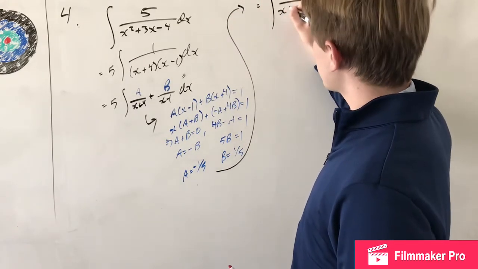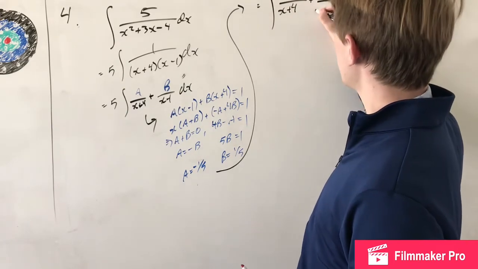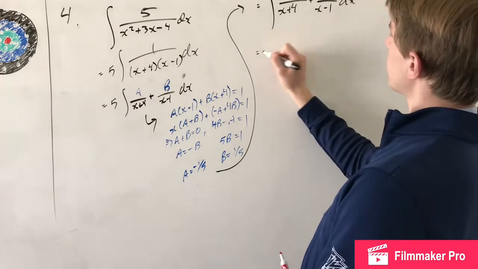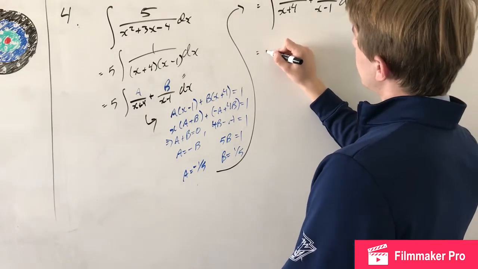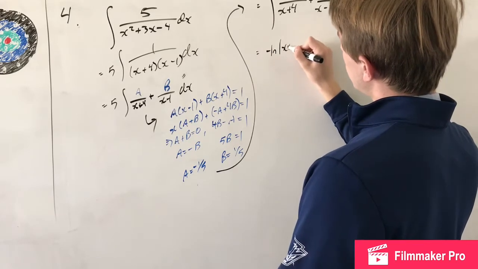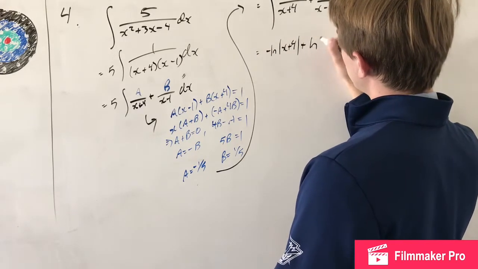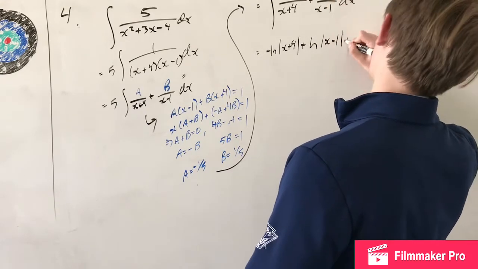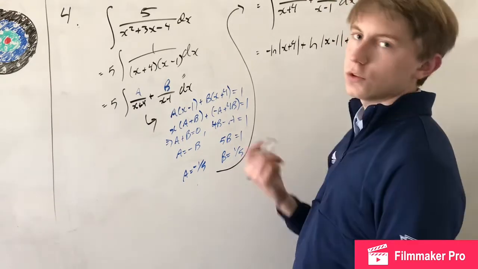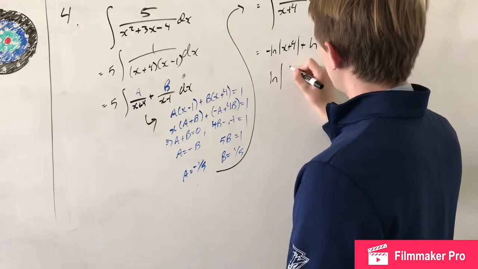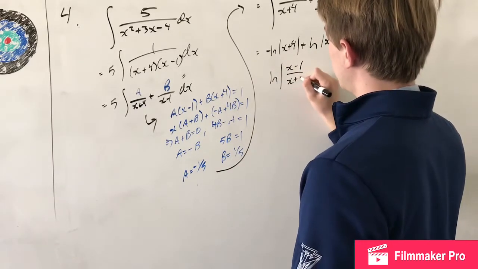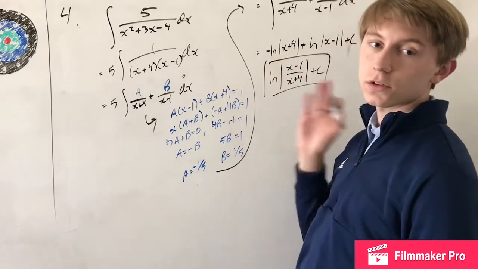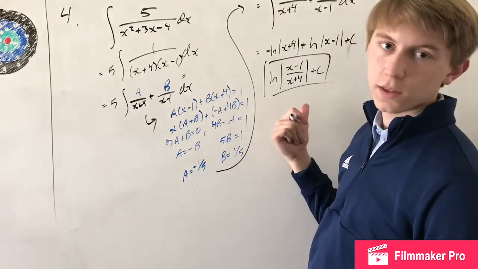Negative 1 over x plus 4 plus 1 over x minus 1 dx. That's equal to negative natural log x plus 4 plus natural log x minus 1 plus c. And you can also write that as natural log of x minus 1 over x plus 4 plus c. That's how I write it, just because I like to be clean, but that is not important at all. You don't have to write it like that.